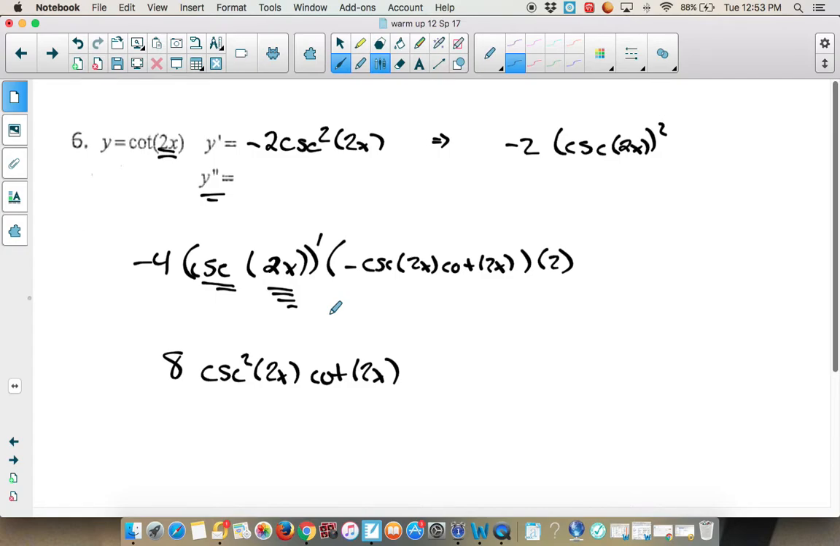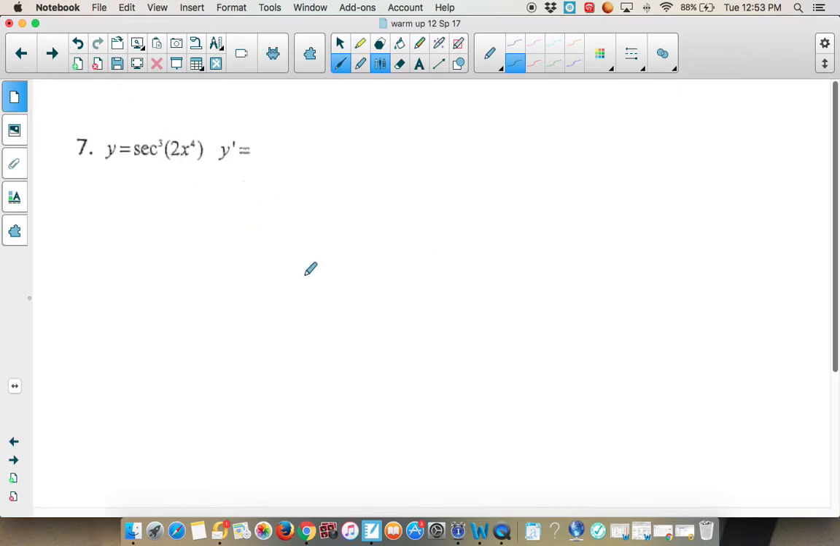Okay, I'm going to do example number 7. I'm hoping you might be trying at least some of these on your own. Obviously have a whole lot of stuff going on. I'm not doing the y prime yet. I'm rewriting this. It's much easier to see that this is a power rule problem when you write this as secant of 2x to the 4th quantity cubed.